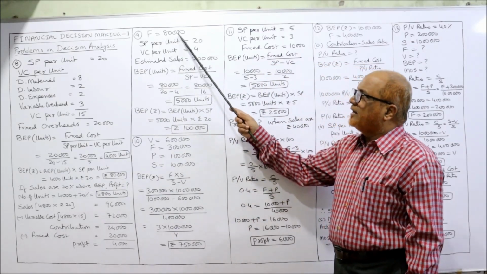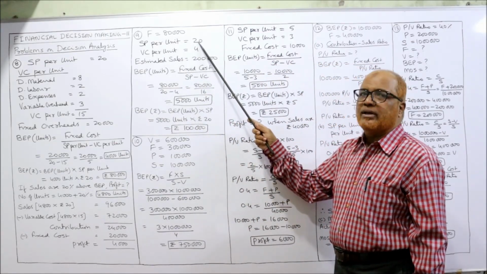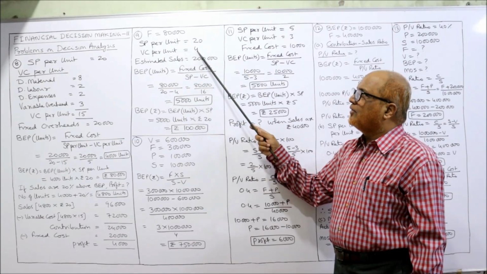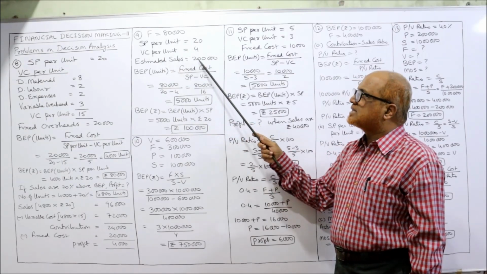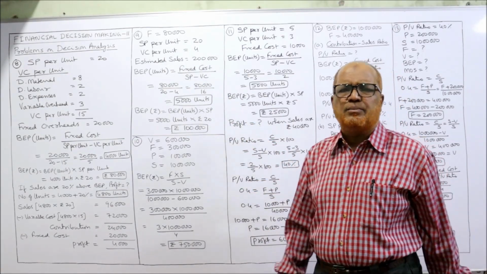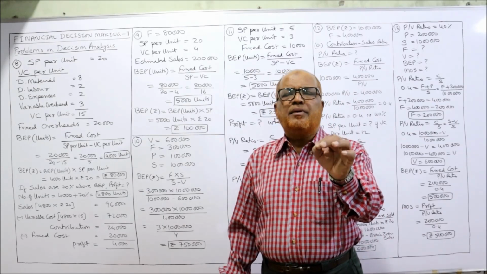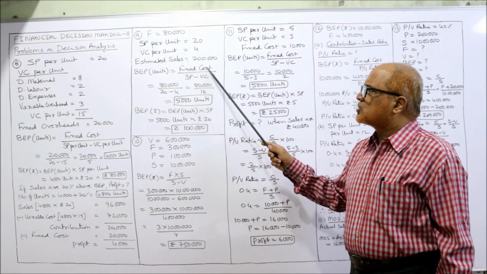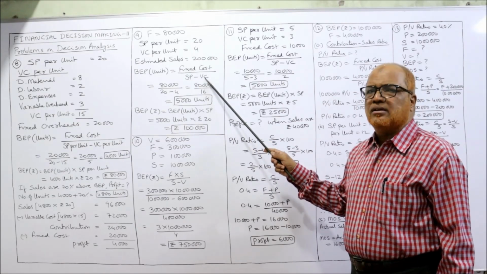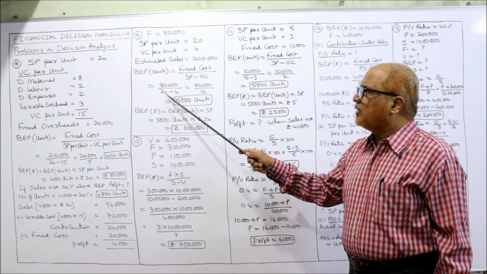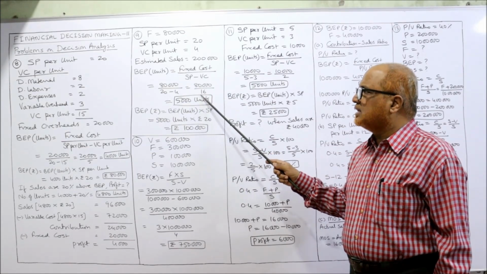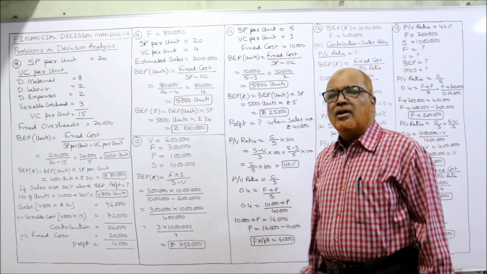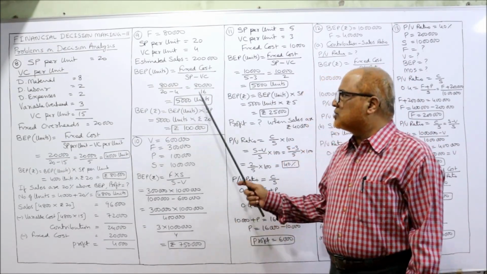The fixed cost is 80,000, selling price per unit 20 rupees, variable cost per unit 4 rupees, and estimated sales 2 lakh. We don't require estimated sales because the problem asks you to calculate BEP in units. The BEP in units is equal to fixed cost divided by SP minus VC. So 80,000 divided by 20 minus 4, 16, is 5,000 units. So we got the BEP as 5,000 units.